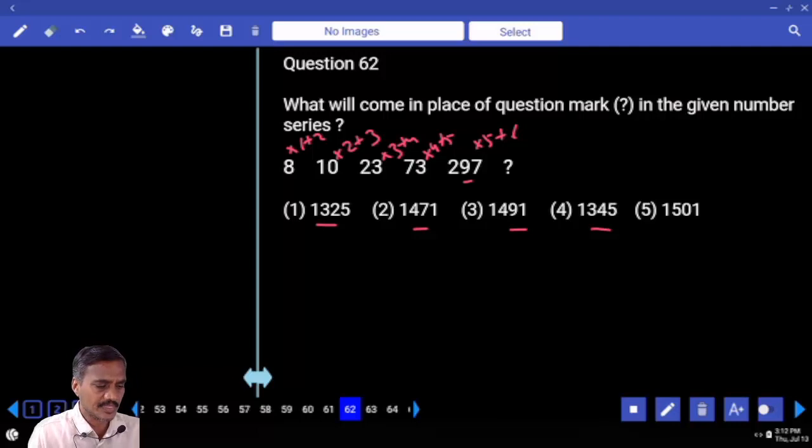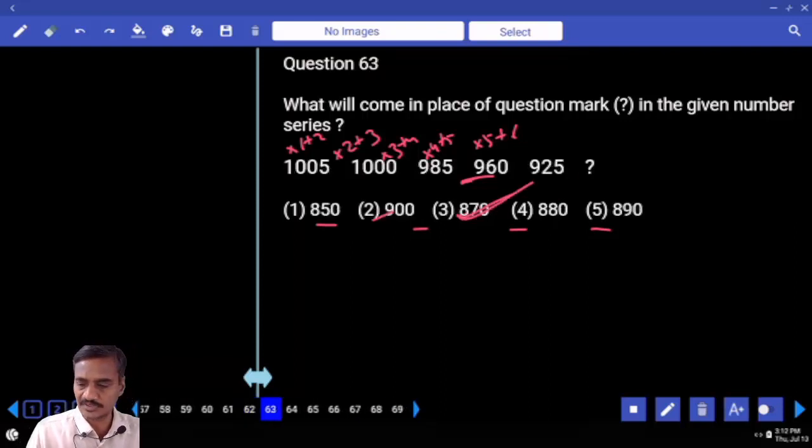Now 1470, 1471 or 1497, 1491. Only 3 is the difference here. And make it the difference 297. 300, 3 less. And 3 into 5, 15. 1500 minus 15 is 1485, 1491 points.